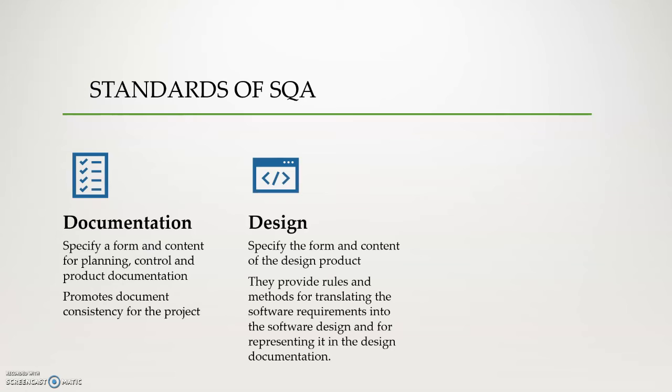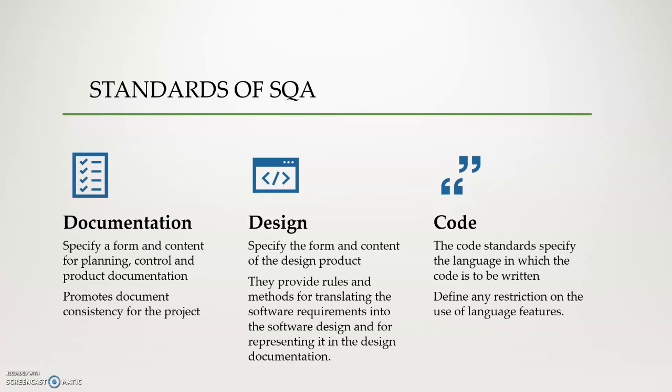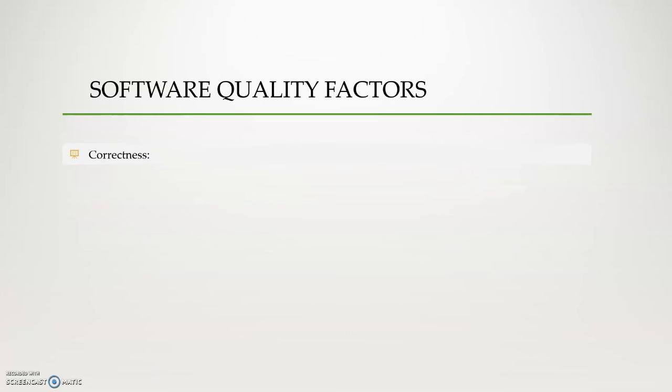Then the design standards specify the form and content of the design product. Basically, they provide the rules and methods for translating the software requirement into software design and for representing it in the design documentation. What it means is they take the design and convert it into code, and from that code, it can be implemented into a system. Then the code standards specify the language in which the code is to be written. It defines any restriction on the use of language features.